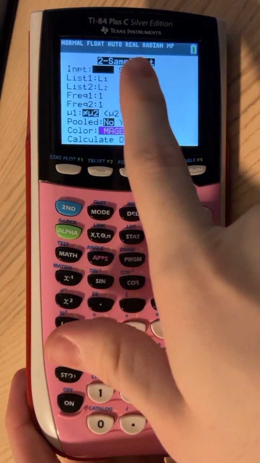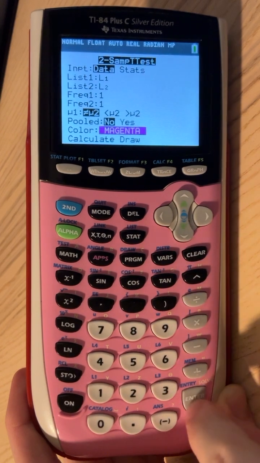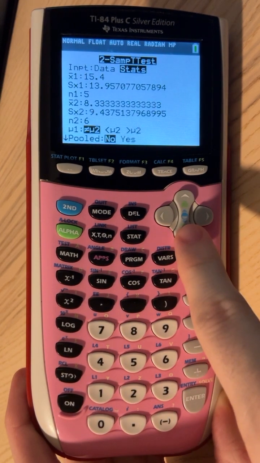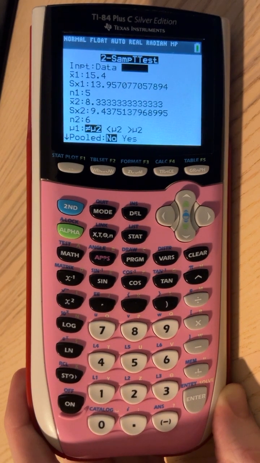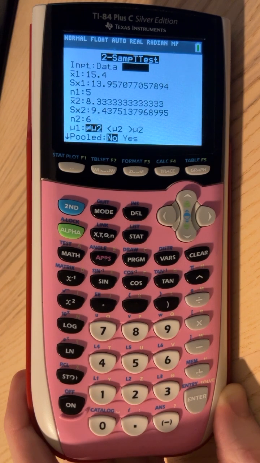We could input data or statistics. Let's say we have the statistics. So for an example problem, let's say we would like to find the 95% confidence interval for the difference in the average monthly pages read for teenagers and adults.